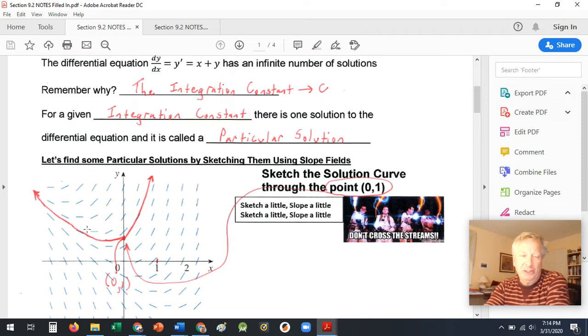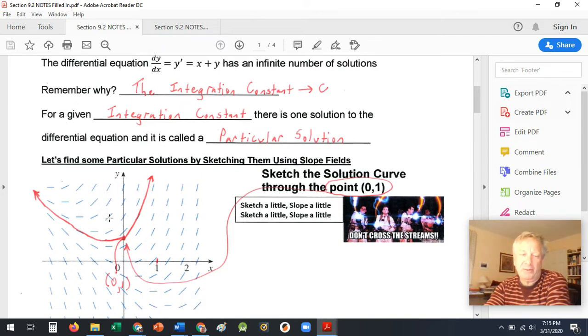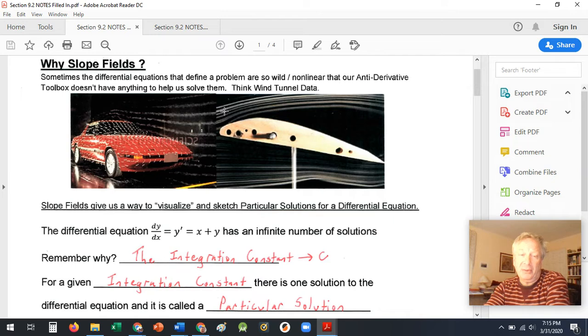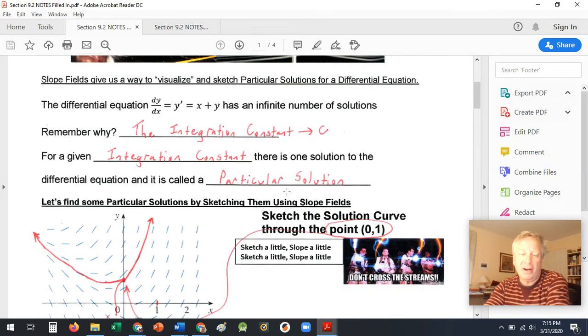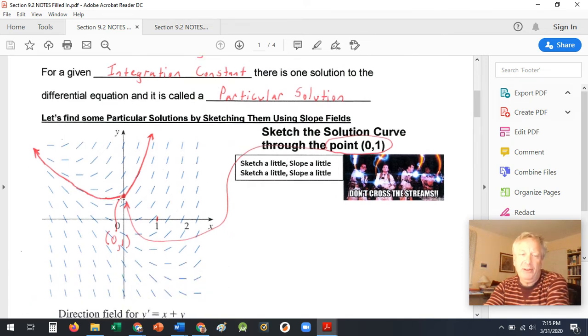Now, a slope field shows you all these little tiny slope lines. That's how fast the graph is changing at this point, how fast the graph is changing at that point, and how fast the graph is changing at that point is actually 0. Just like the wind tunnel, these are the flow lines around a wing. These are the flow lines around a car. These are the slope lines for this particular solution. If they give you an initial condition, you can sketch what the curve should look like.